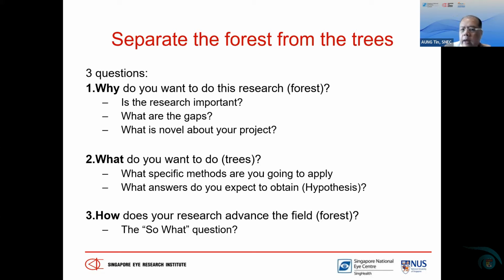Is the research important? What are the gaps or unknown factors? And what is novel about what you're doing? Then, of course, number two is what you want to do. It means what you would do in terms of the methods and what answers you expect to obtain. And finally, how will it advance the field? How will it advance the area of research that you're working on? So these are the most important questions.